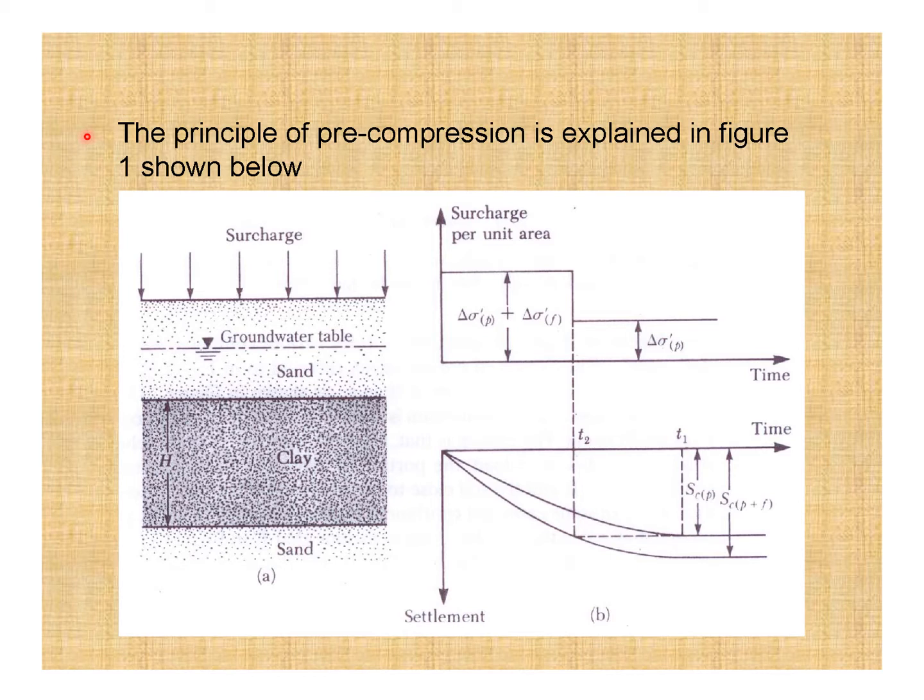The principle of pre-compression is explained in figure 1 shown below. Again you can see that when there is no surcharge, we have the settlement pattern like this. But when the total surcharge has been placed, you can see the pattern is like this. And you can see that this much settlement you can get in this particular shorter span of time, t2.